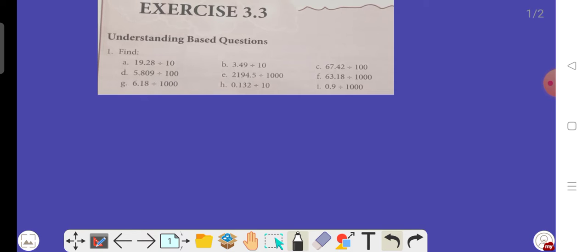Today we are going to start our exercise 3.3. As you know beta, in the previous videos you have learned about the multiplication of decimal numbers. Today we will learn about the division of decimal numbers.